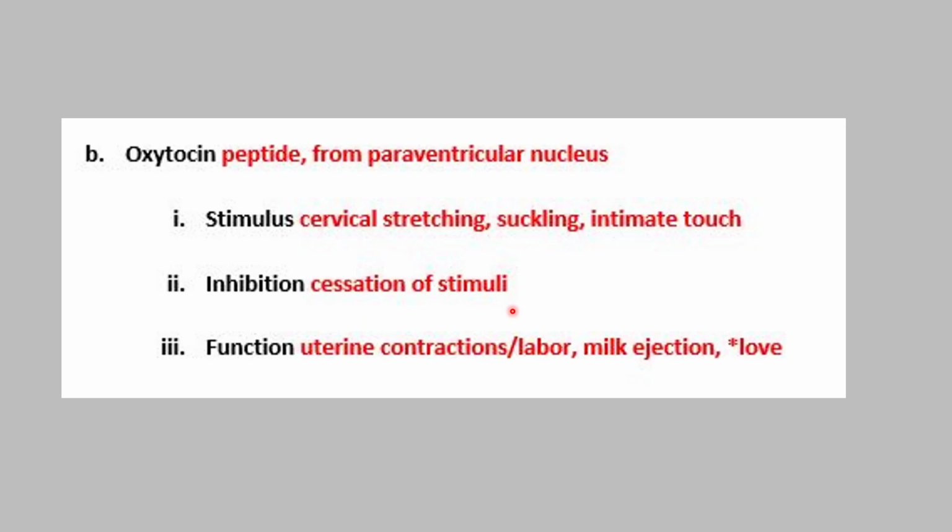All right, so now looking at the paraventricular nucleus in the hypothalamus where oxytocin, OT, is made. Oxytocin is also a peptide. It's an amino acid-based hormone. Its stimuli are cervical stretching, so baby about to be born, suckling, baby nursing at the breast, and intimate touch, whether this is holding your baby, whether this is cuddling with your partner, whether this is sexy time, any type of intimate touch also releases oxytocin.